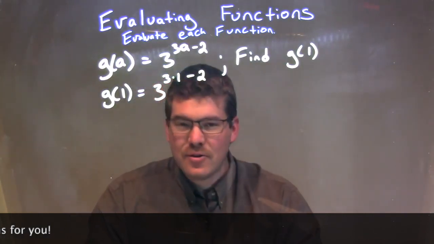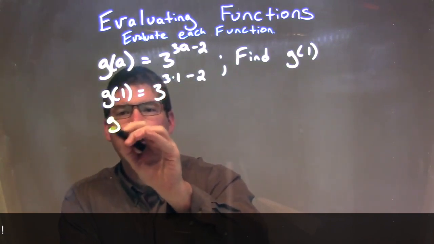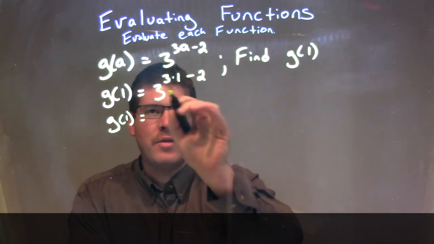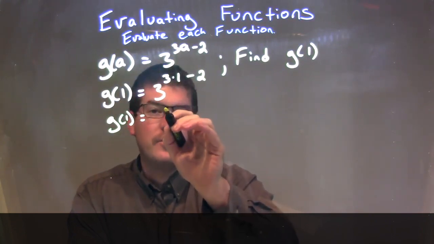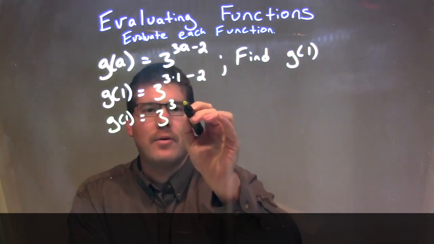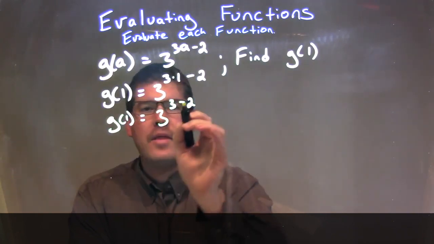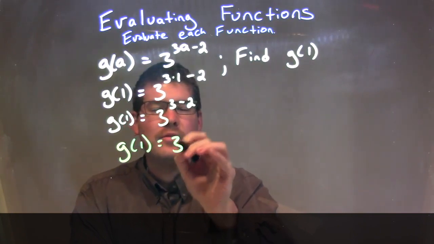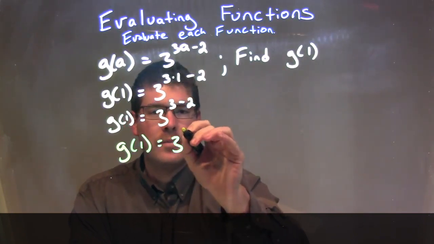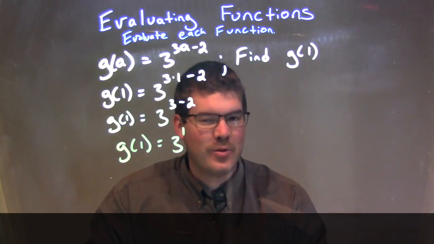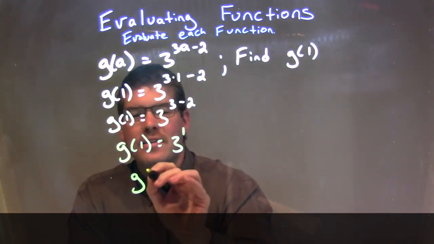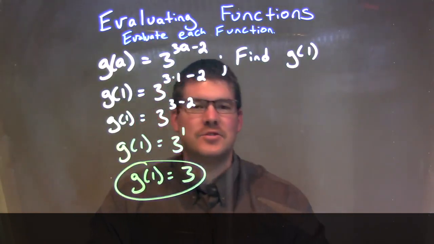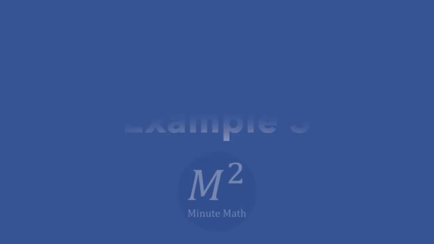Now let's simplify that. We simplify the exponent first, everything that's going up there. So 3 times 1 is just a 3, and we have 3 to the 3 minus 2 power. Then 3 minus 2 is 1, so we have g of 1 is 3 to the 1st power. And we all know what 3 to the 1st power is. G of 1 is equal to just 3. Our final answer is g of 1 is equal to 3.